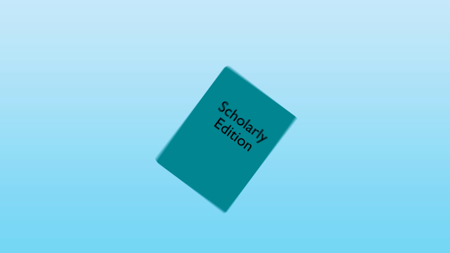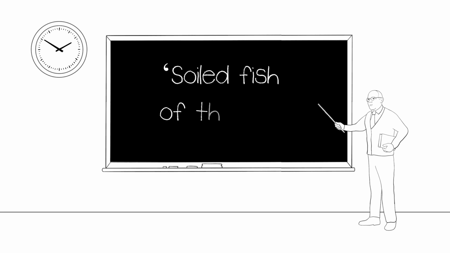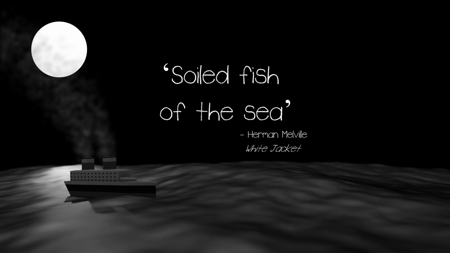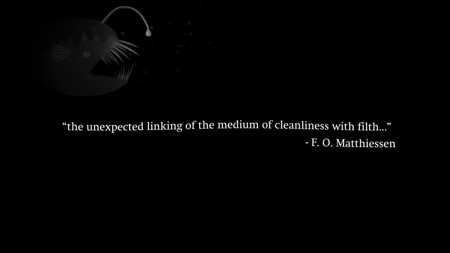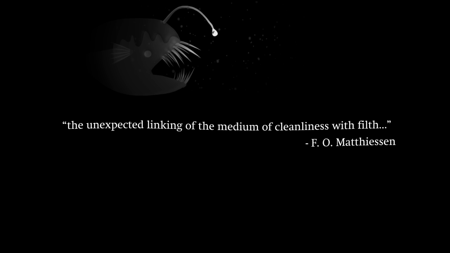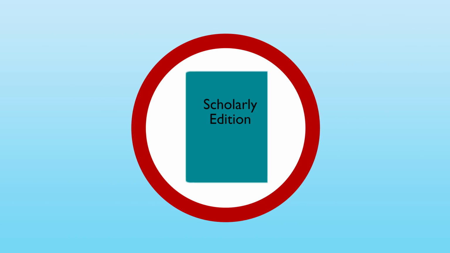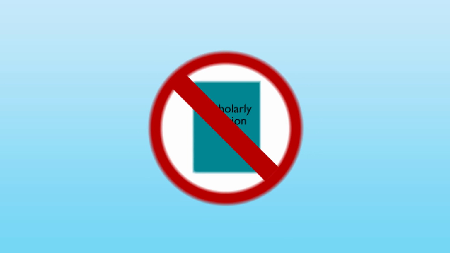A simple example which demonstrates this is when the scholar F.O. Matheson famously wrote about the imagery of the soiled fish of the sea in Herman Melville's novel White Jacket. He interpreted this as a metaphor for moral degeneracy. But actually, what Melville wrote was coiled, not soiled. Melville was simply describing the eels. Matheson didn't consult a proper scholarly edition, so based his argument on a simple error.